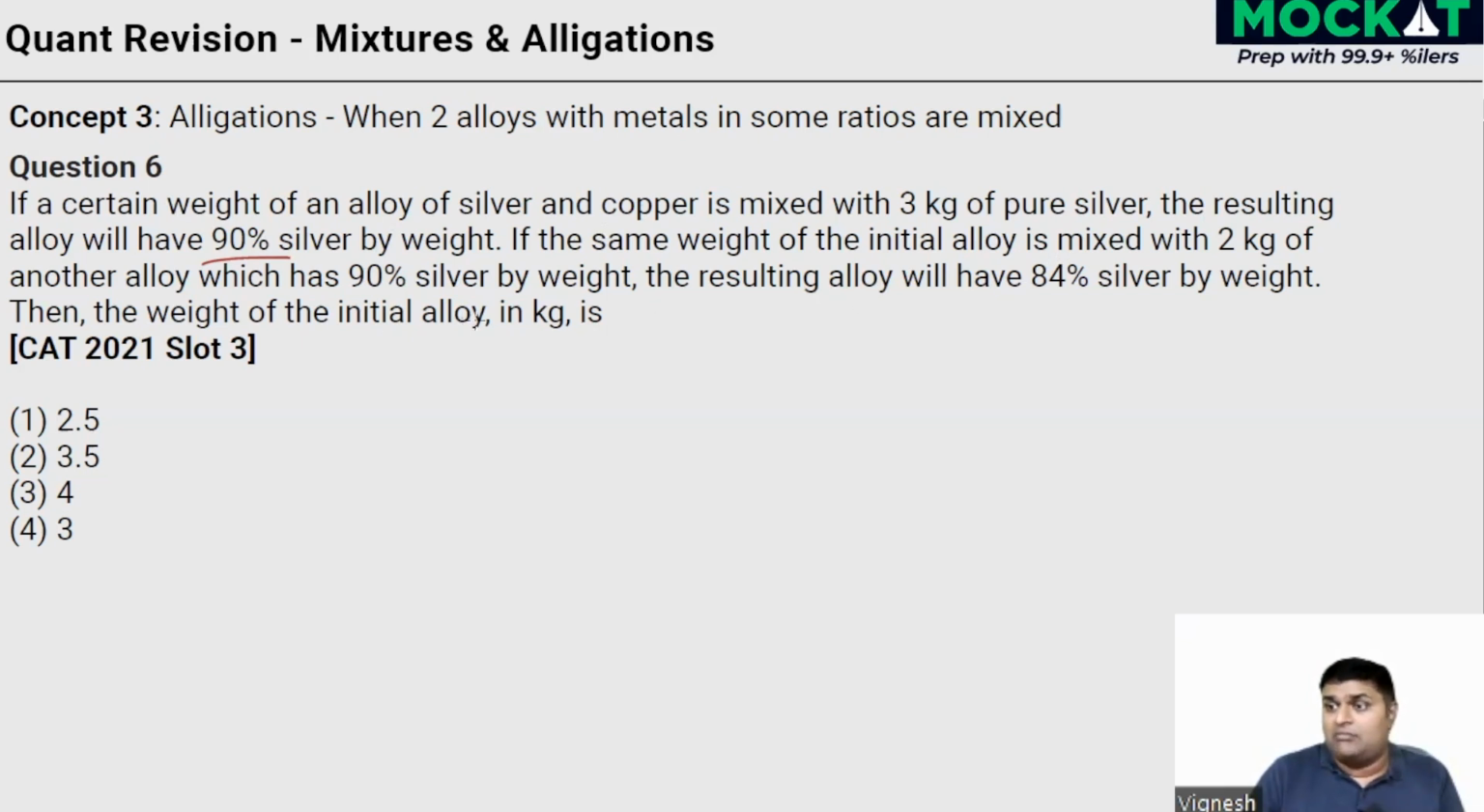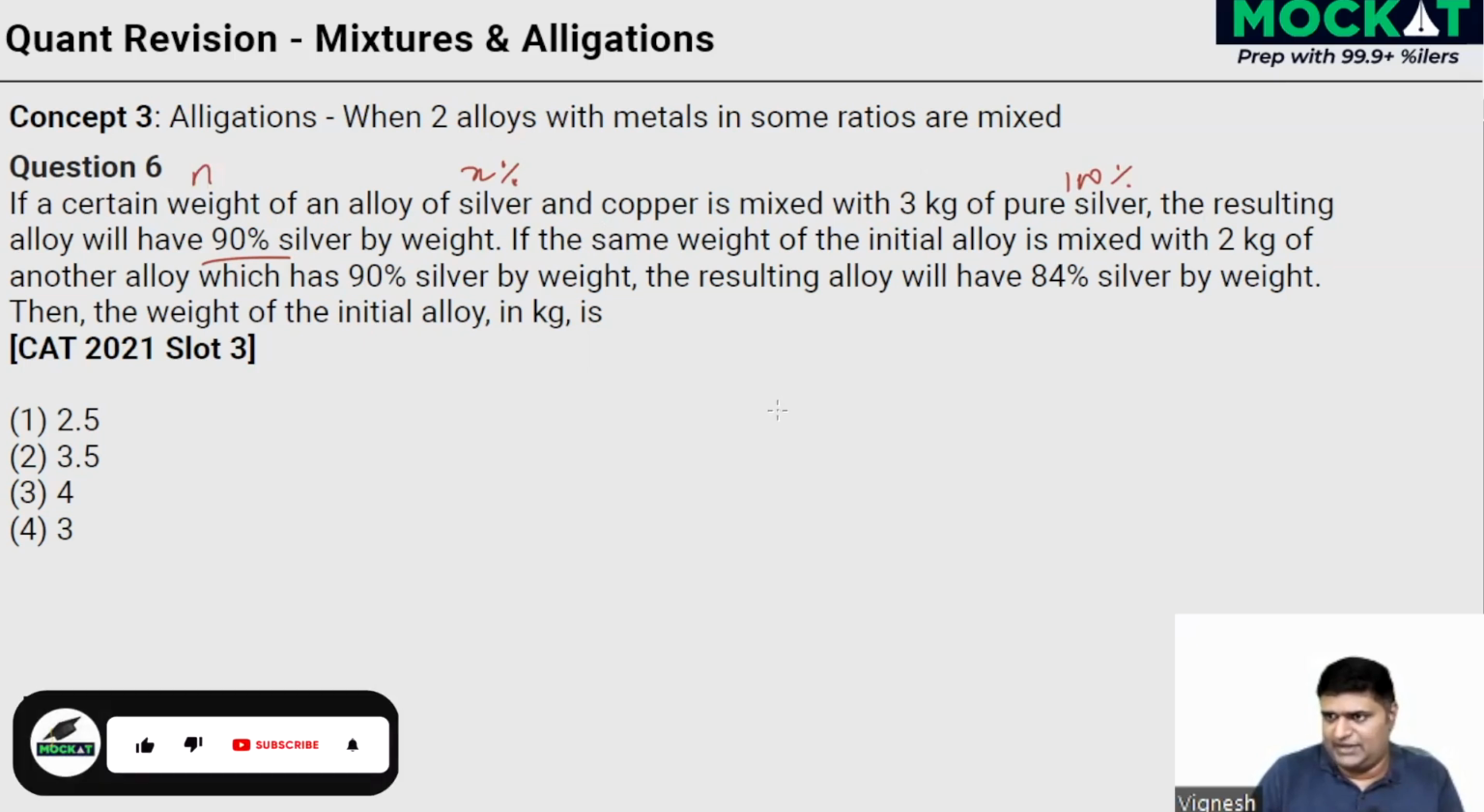Now, looks like two equations over here, and I have a certain weight of an alloy of silver and copper over here. What I don't know are the percentages of silver. Percentage of silver is going to be X%. Pure silver is 100%. And how many kg? Let's take it as n kg. I don't know how many kg either.